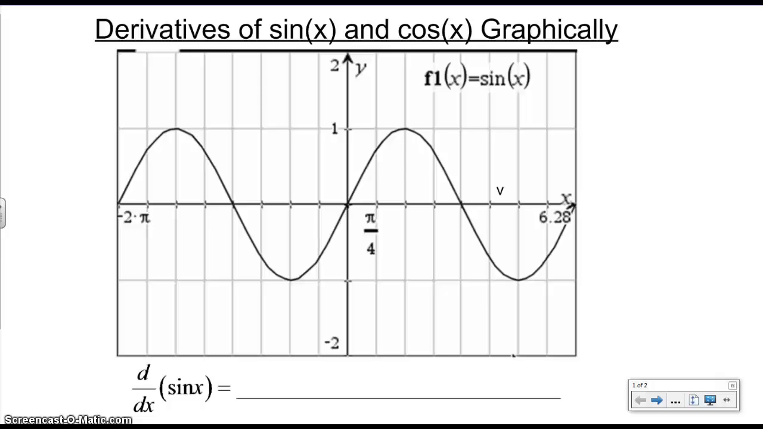In this video, we're going to look at finding the derivatives of sine x and cosine x graphically. We're going to start with a graph of sine x. Hopefully this is something you're familiar with. And when you're graphing derivatives, you always want to look at slopes of tangent lines.